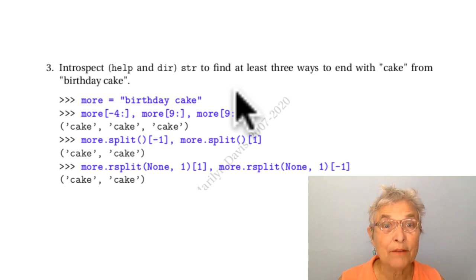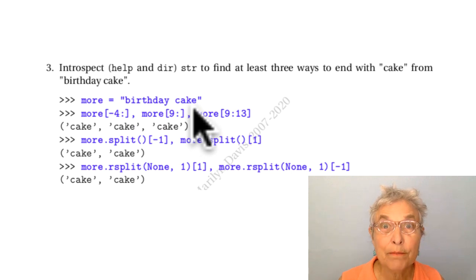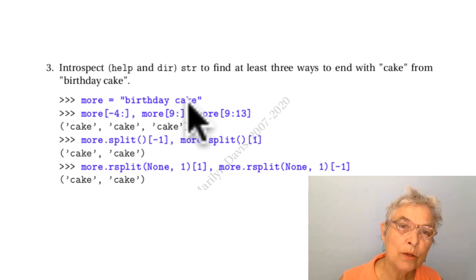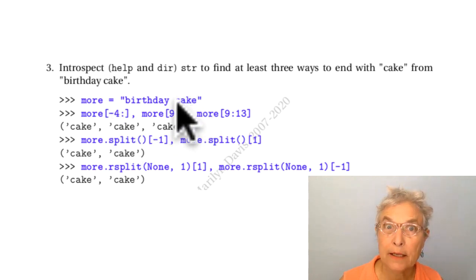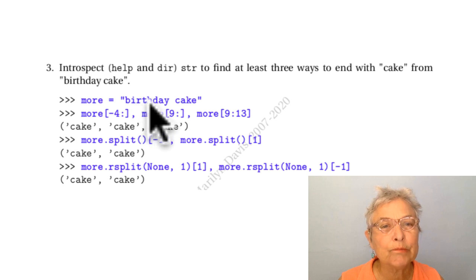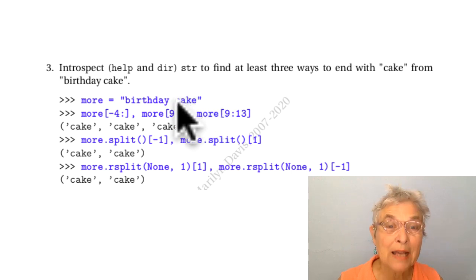Well, slicing is a pile of fun. Let's look at some slicing. Here we have a birthday cake to slice from. If I do more, from minus 4 to the end, minus 1, 2, 3, 4. Yes, that gives me cake. From 9 to the end, 0, 1, 2, 3, 4, 5, 6, 7, 8, 9. Yep, cake. Well, we already know 9, 10, 11, 12. We don't get the 13, so that's perfect. Cake.